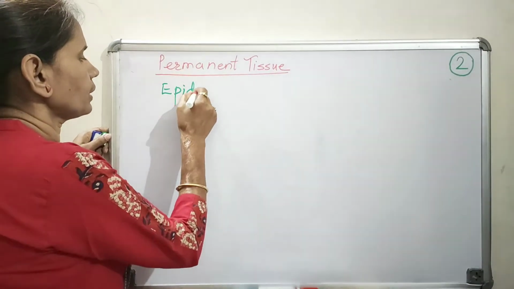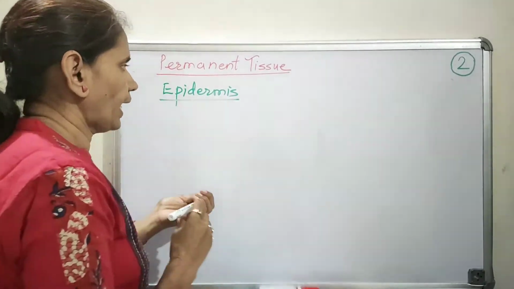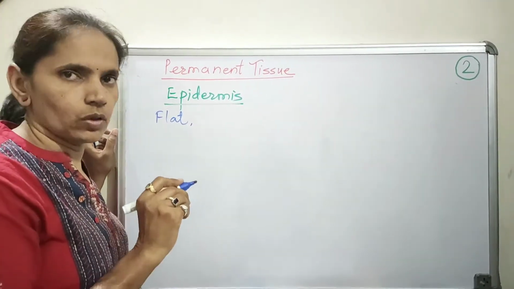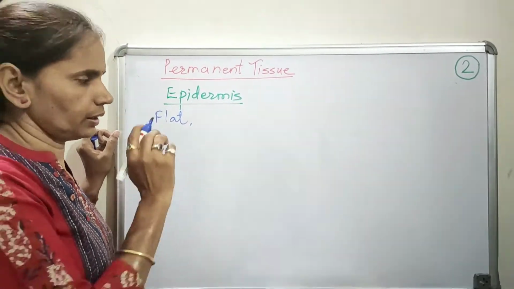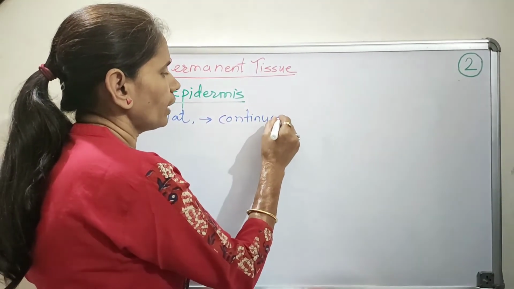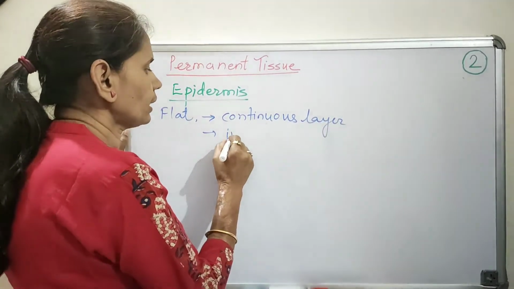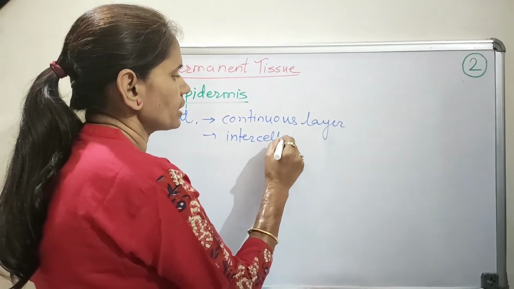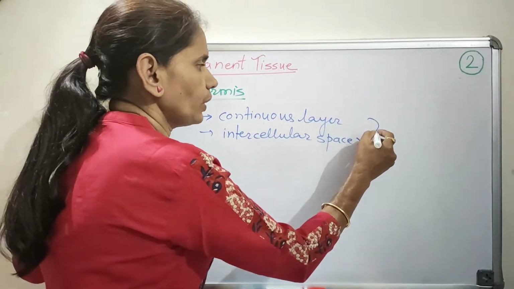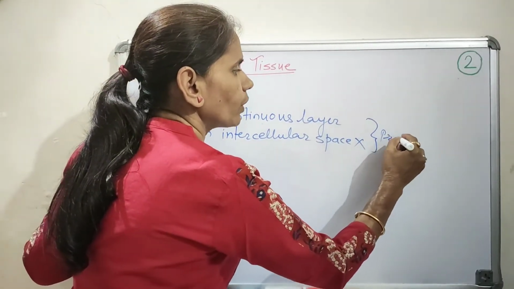The epidermis consists of a single layer. The cells are comparatively flat, with the outer walls or the side walls thicker and the inner walls thinner. These cells usually form a continuous layer. While forming this continuous layer, there are no intercellular spaces. So intercellular spaces are absent. The continuity of the layer and the absence of intercellular spaces is helpful for protection.